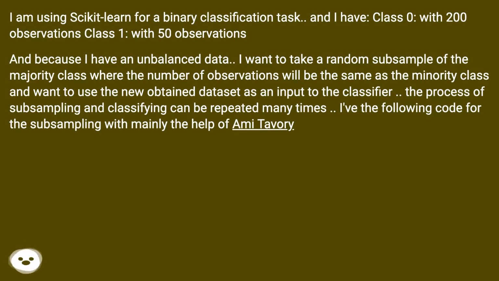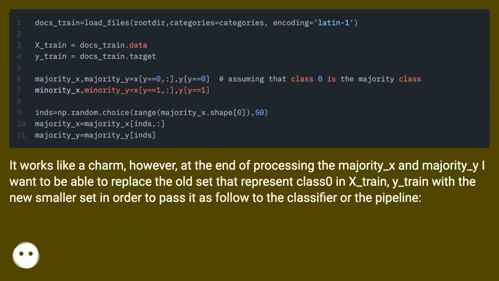I have the following code for the subsampling, with mainly the help of Amitabori. It works like a charm. However, at the end of processing the majority_x and majority_y, I want to be able to replace the old set that represents class 0 in x_train, y_train with a new smaller set in order to pass it as follows to the classifier or the pipeline.